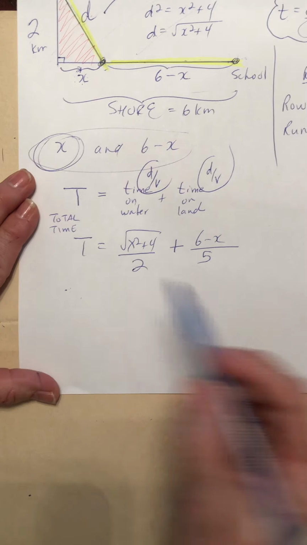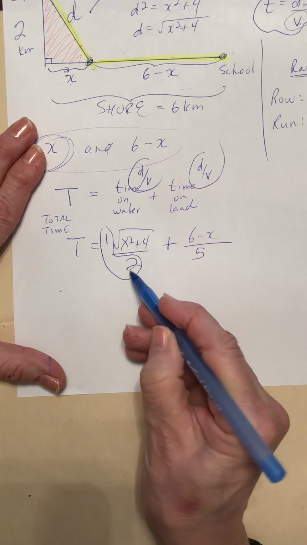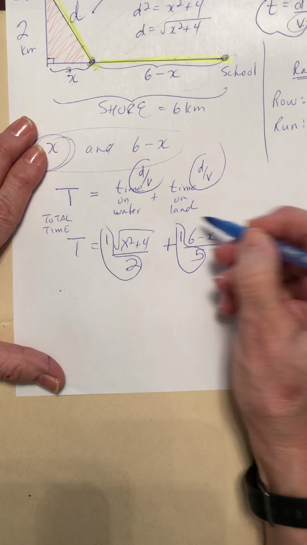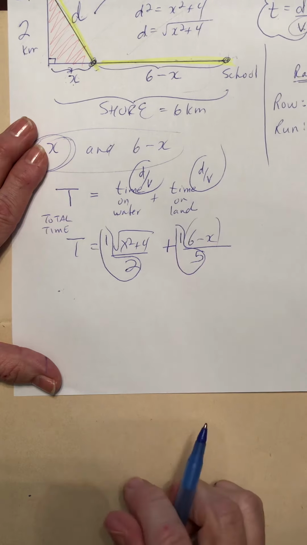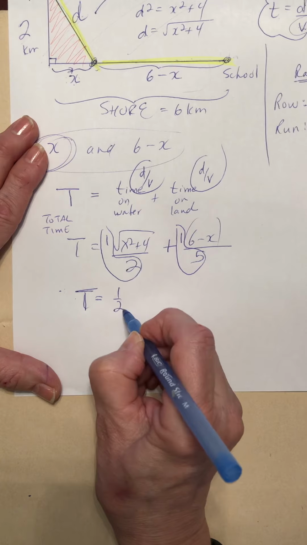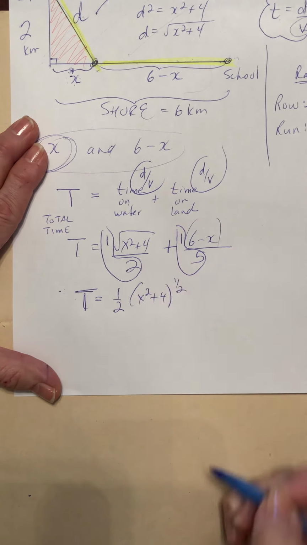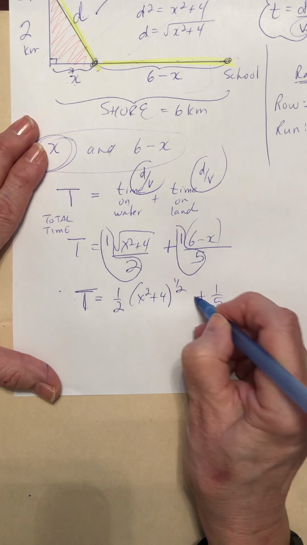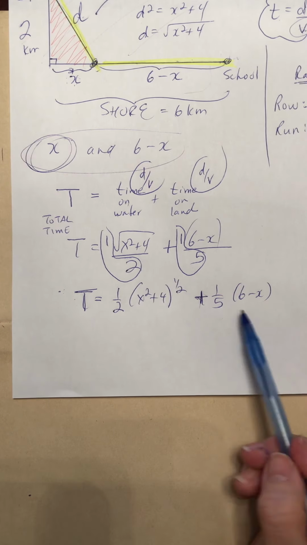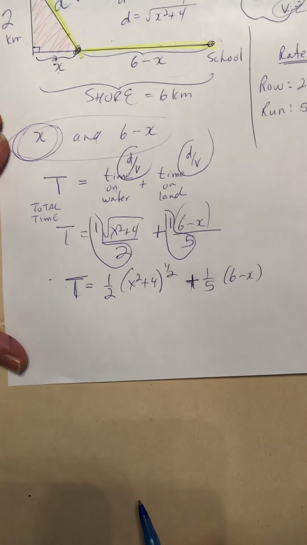I can change things a little bit. It would be to my benefit to look at this 2 down here as actually a front coefficient of 1/2, and to look at this as a front coefficient of 1/5. And so I'm just going to rewrite things so that capital T, total time, is 1/2. I'm going to get rid of my radical sign by writing it like this. And then I'm going to have my 1/5 out front and my 6 minus x. This is where I want to be. I could multiply this out. That would be okay. I can't multiply the 1/2 through to here because of that exponent.